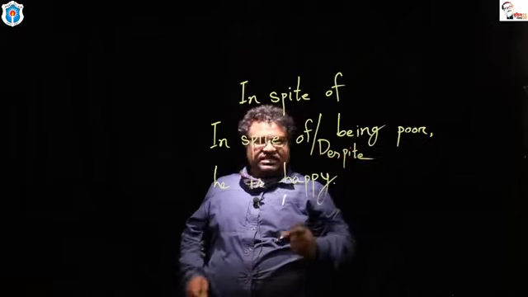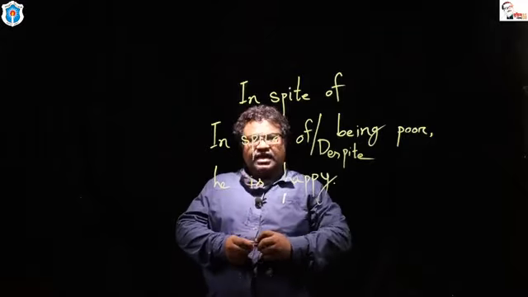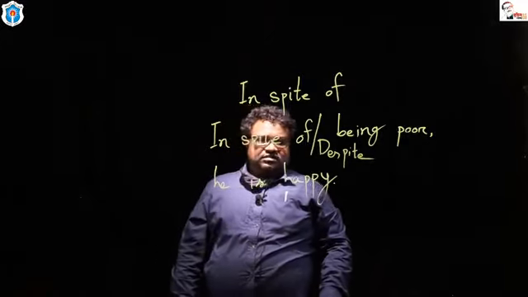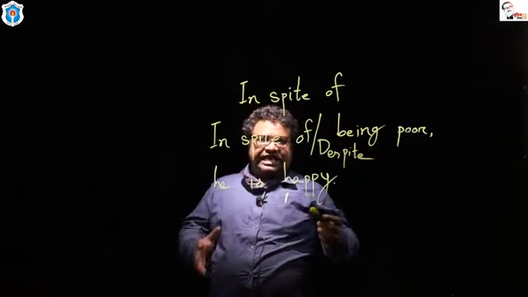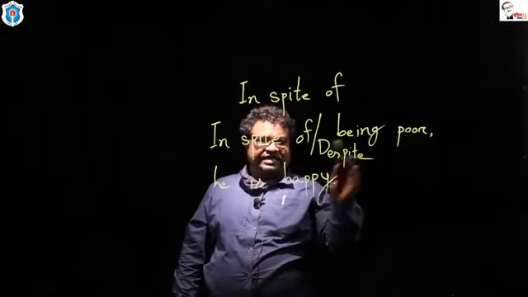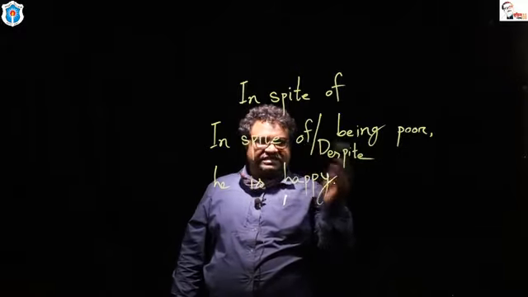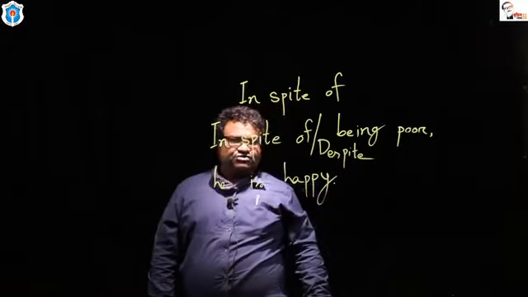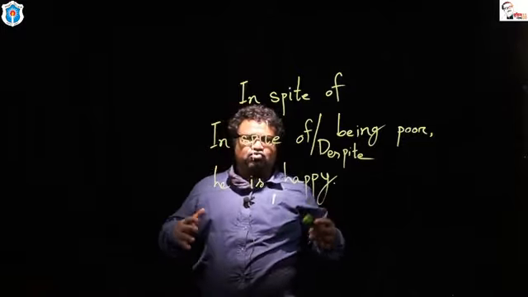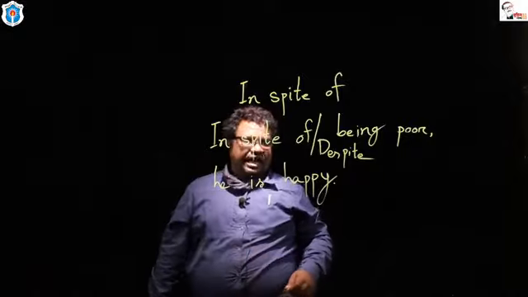These things actually represent the structure of contrasting elements in a simple sentence. Here we see this is a simple sentence, and there are contrasting elements in it. That is, when we are saying in spite of, actually we are putting down two contrasting elements together.